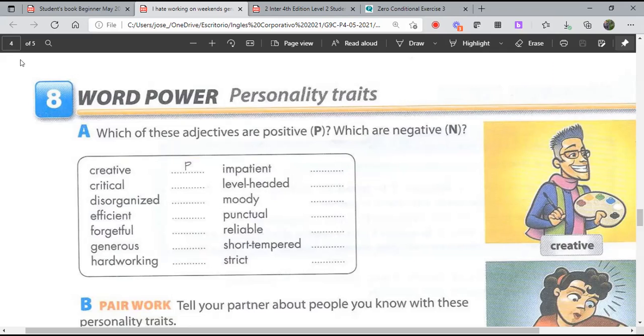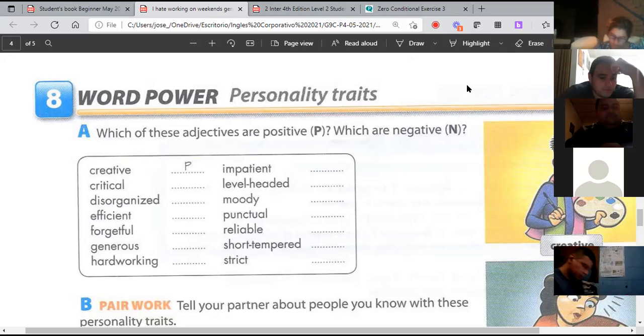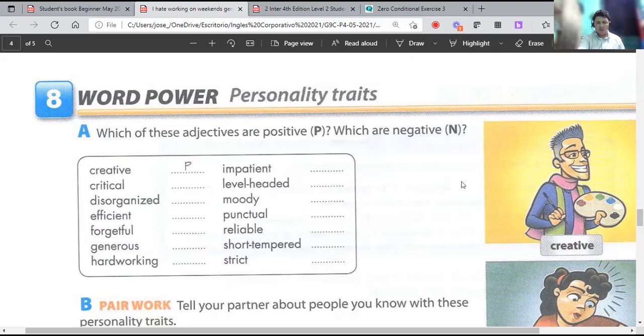Some of these personality traits, rasgos de la personalidad, that's what we're saying over there, are always negative. Some others are always positive. And sometimes a couple of these words or personality traits can be either one, either positive or negative, depending on the situation.